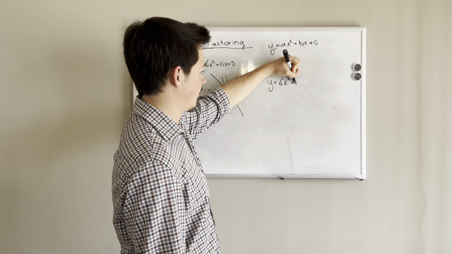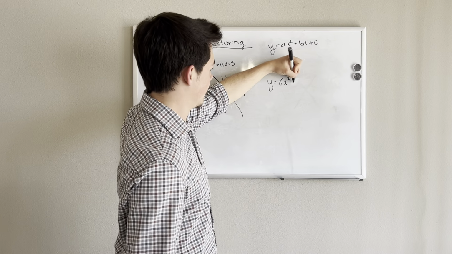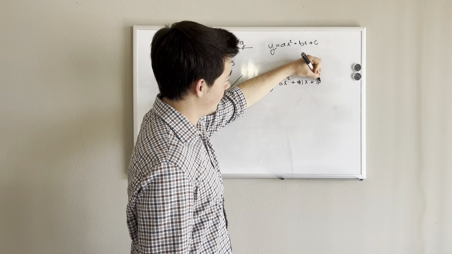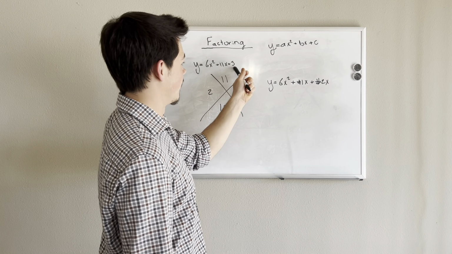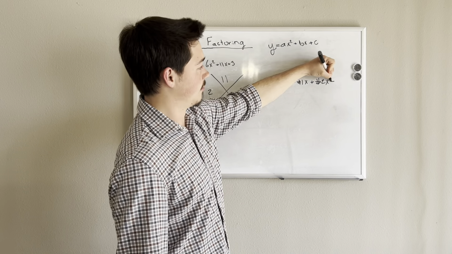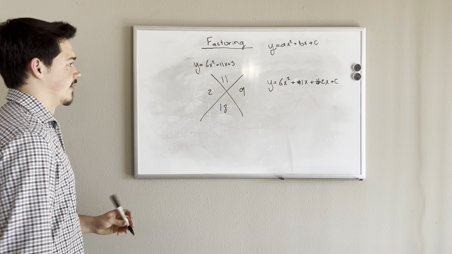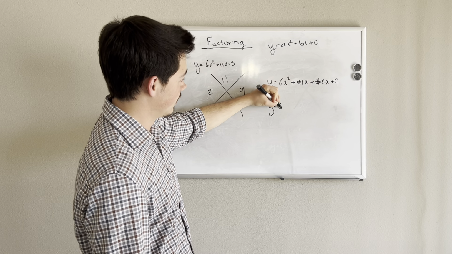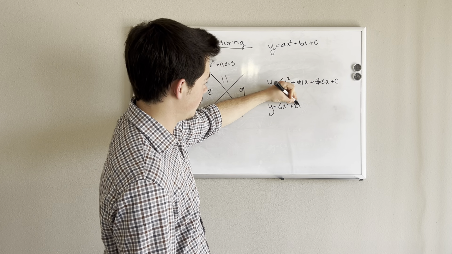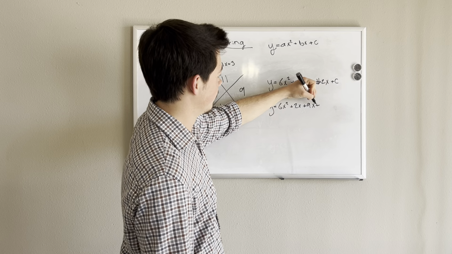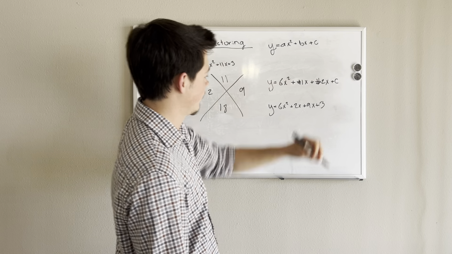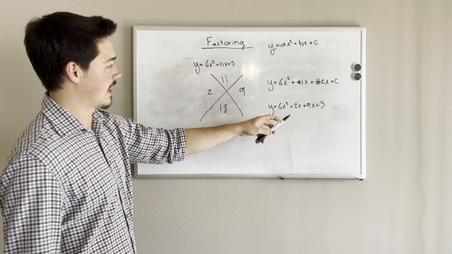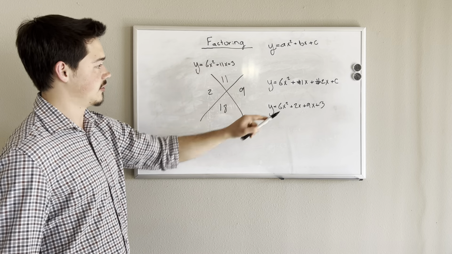So our general form would be, let me write that a little clearer, plus number 1x plus number 2x, and then our c would carry over just the same. So plus c. Now inputting our specific values here, that gives us y is equal to 6x squared plus 2x plus 9x plus 3. What you should notice is that if we've done our cross here correctly, these two equations should be equal to one another.